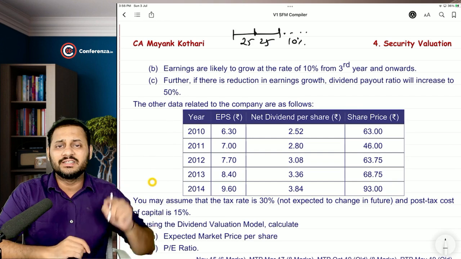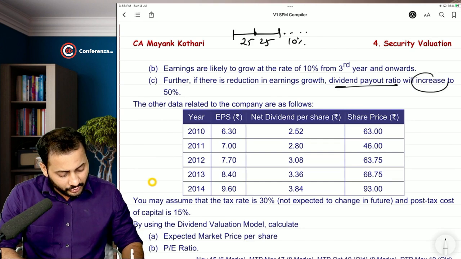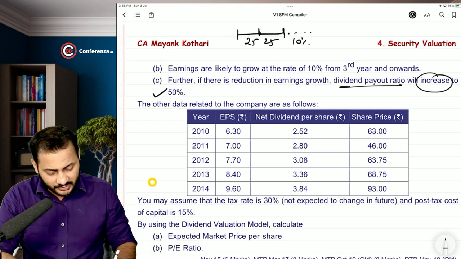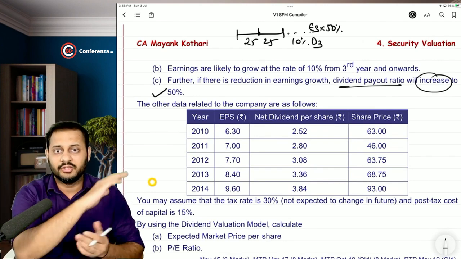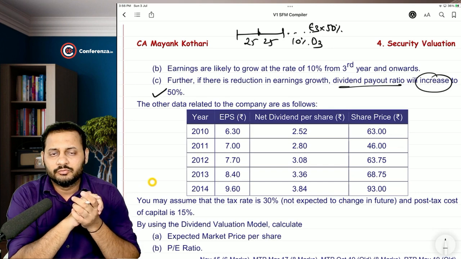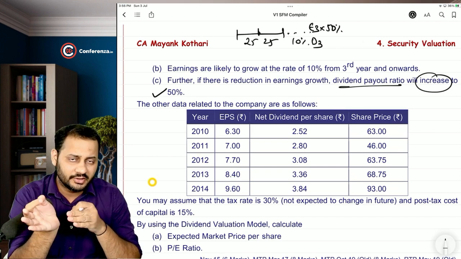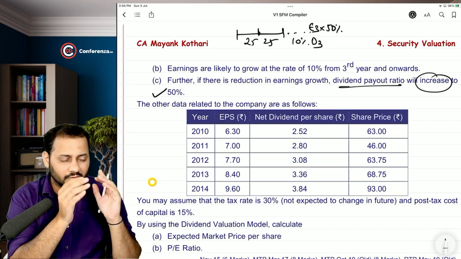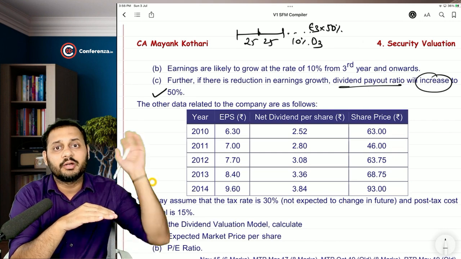And that's why the third point says that if there is a reduction in the growth rate, the dividend payout ratio shall increase to 50%. Whatever it is right now, it will be 50%. So whenever you calculate D3, you will have to calculate E3 and then take 50% of that for D3. We can see that this question is a two-stage dividend discount model. The first stage is of 2 years at 25% and the second stage is perpetuity.